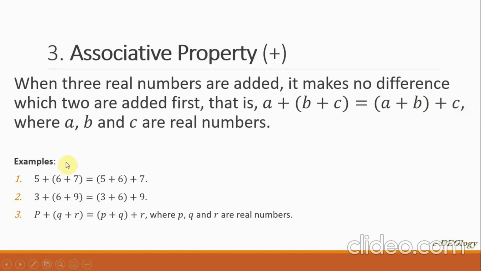We have examples here. For number 1, the numbers 5, 6, 7. On the left side, we have the 6 and 7 grouped together. After that, we can add the sum of 6 and 7 to the 5. The answer will be the same if we add the 5 and 6 first, and after getting the sum, add it to the 7.